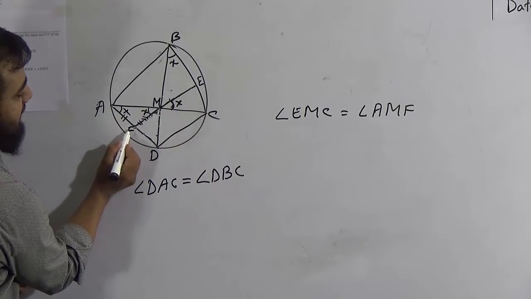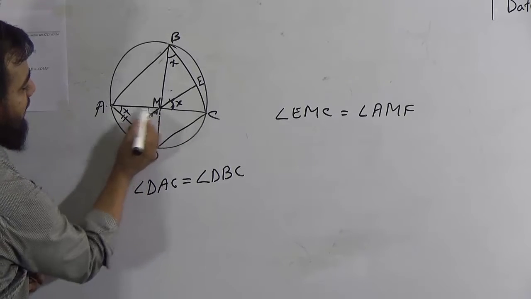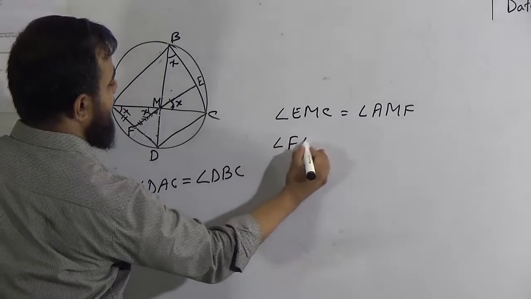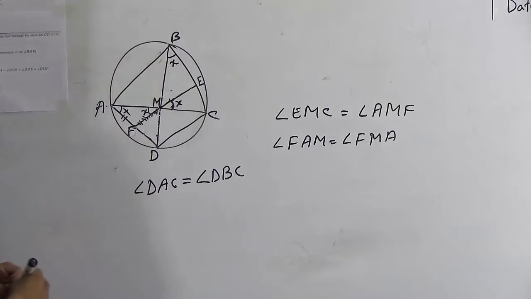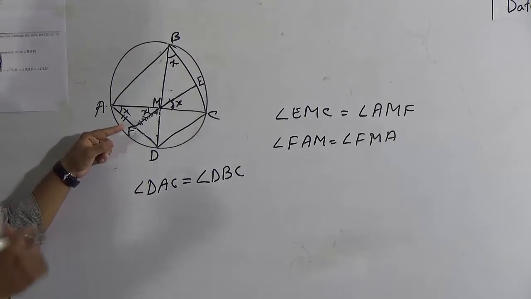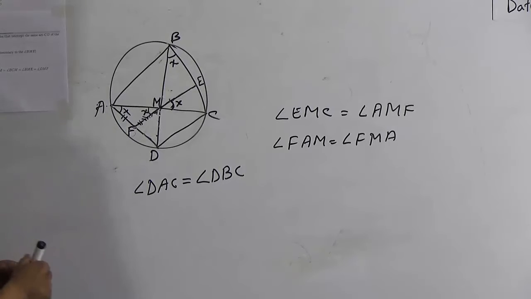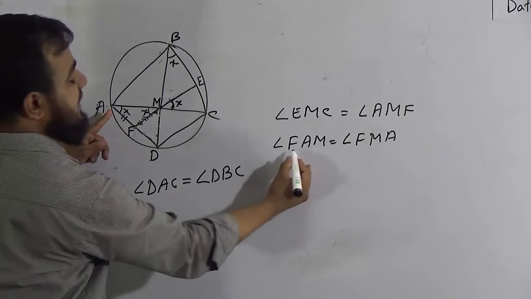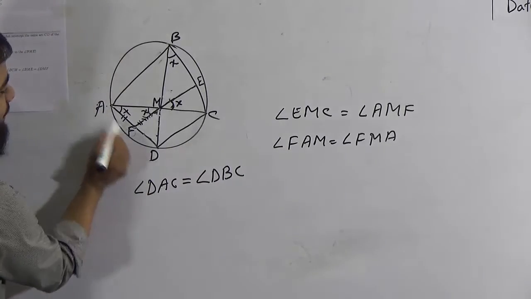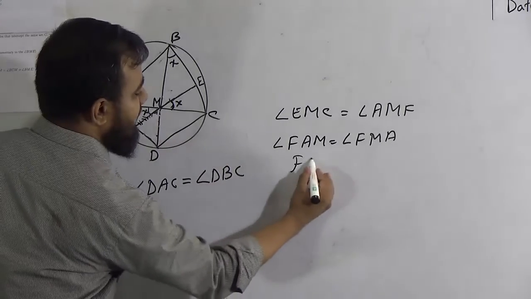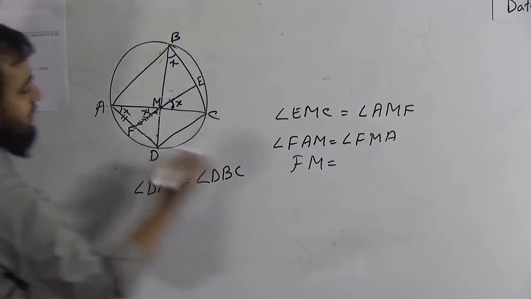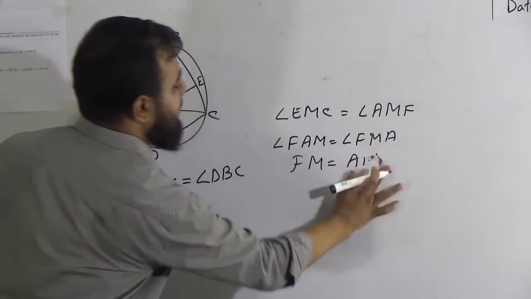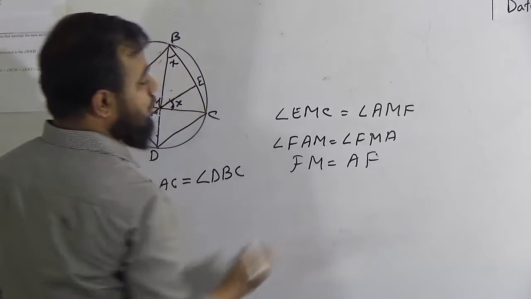That means we can say that FAM is equal to FMA. So if in a triangle two angles are equal to each other, then the opposite sides of these equal angles must also be equal. The opposite side of angle FAM is FM, and the opposite side of angle FMA is AF. That means FM is equal to AF.